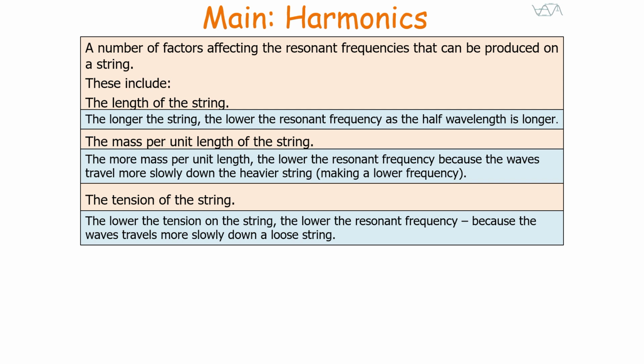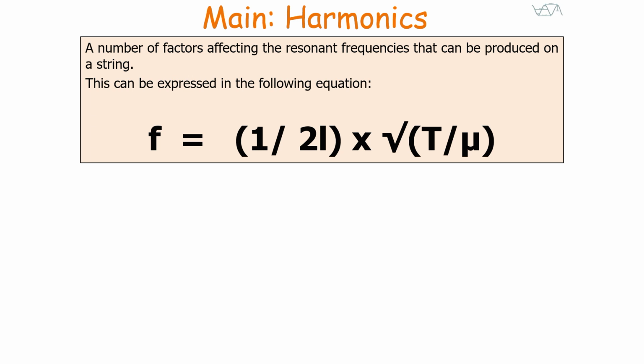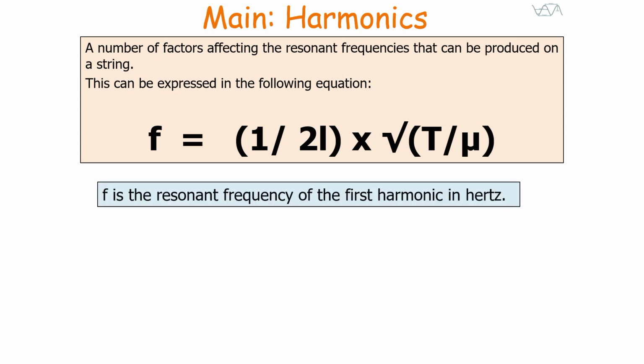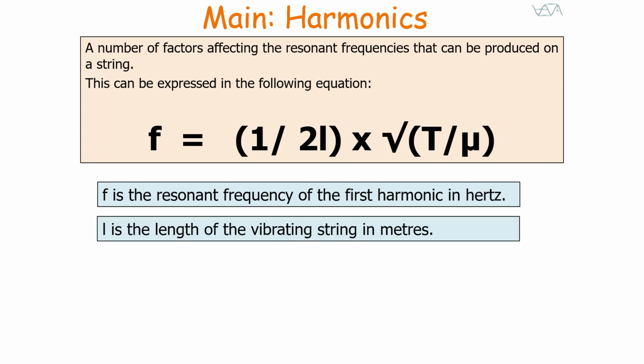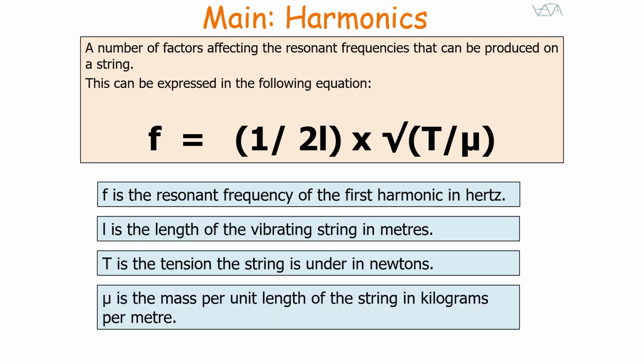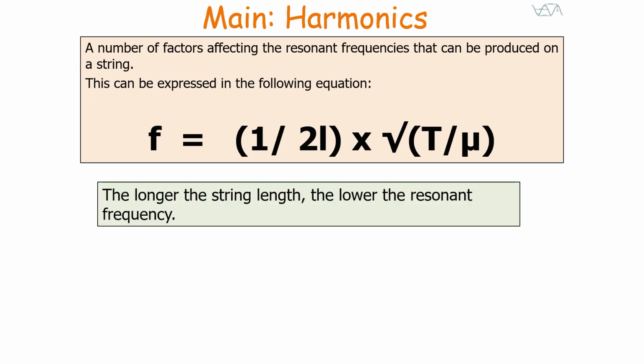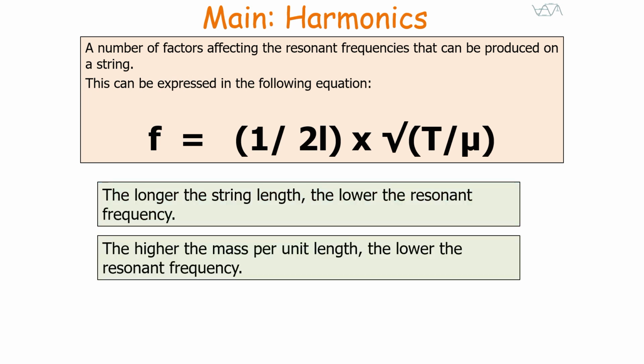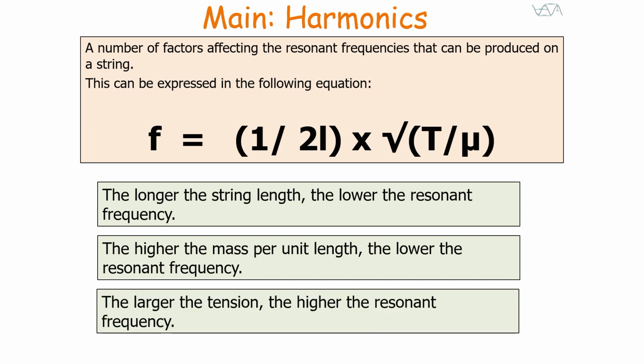So we can express all these particular factors in this equation. f is equal to 1 over 2L times the square root of T over mu, where f is the resonant frequency of the first harmonic in hertz, L is the length of the vibrating string in meters, T is the tension the string is under in newtons, and mu is the mass per unit length of the string in kilograms per meter. So the longer the string length, the lower the resonant frequency. The higher the mass per unit length, the lower the resonant frequency, and the larger the tension, the higher the resonant frequency.